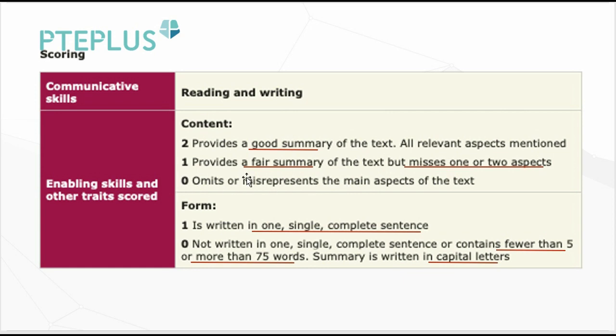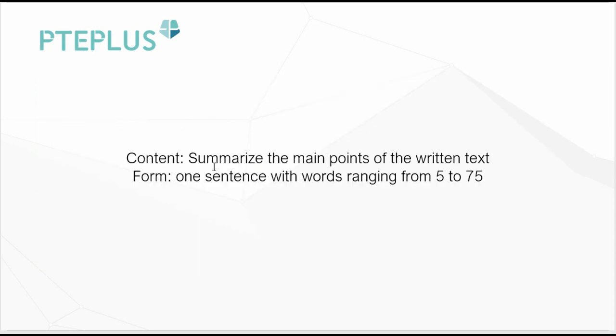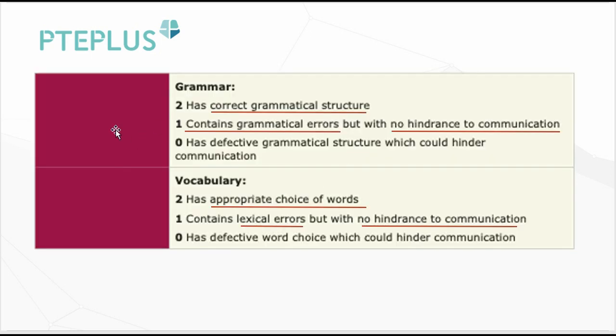We need to have appropriate capital letters at the start of the sentence, and for proper pronouns like names and places. So in summary, for content, we want to summarize the main points of the text, and for form, we want one sentence with words ranging from 5 to 75 words. Now let's have a look at the other requirements for grammar and vocabulary. In terms of grammar, we'll get a total of 2 marks if we have correct grammatical structures, and we'll have 1 if we contain errors but with no hindrance to communication.